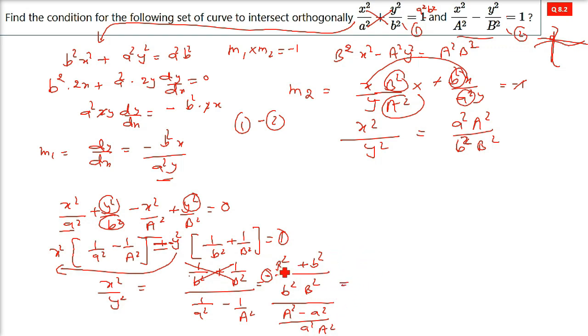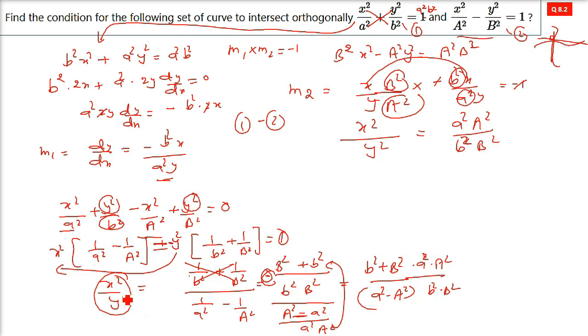This capital B square plus small b square in the numerator. Let us write it here, b square plus capital B square. Now I am taking this negative in the denominator part and rearranging it, so it will be a square minus capital A square. The rest, b square capital B square, will be in the denominator. A square into capital A square will go up, so a square into capital A square.